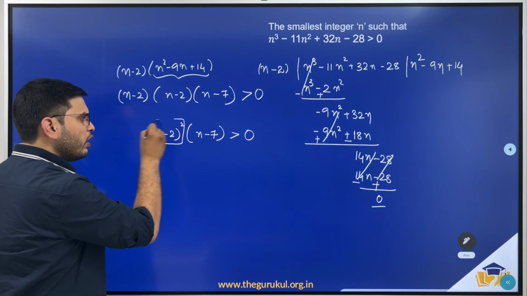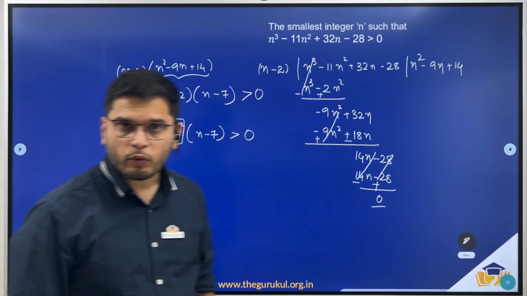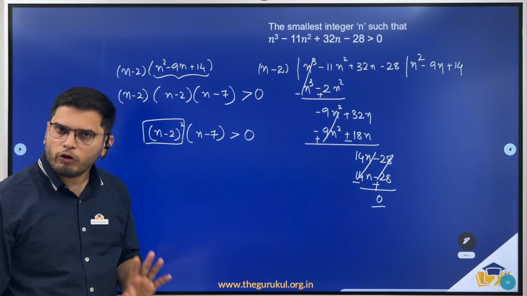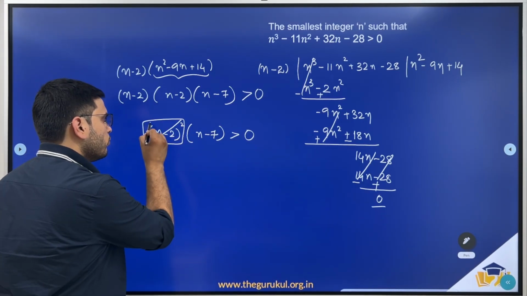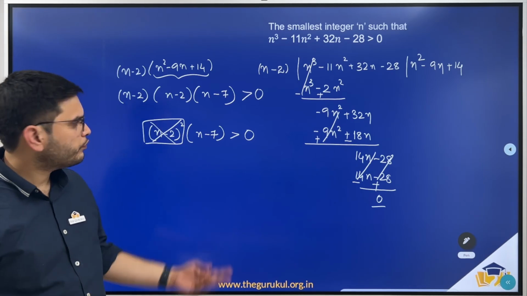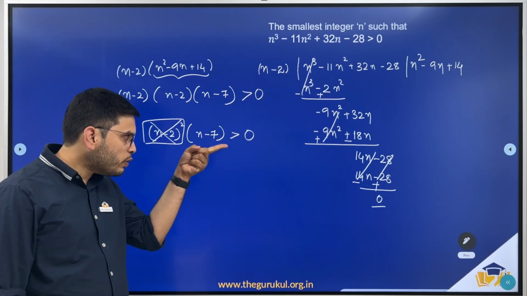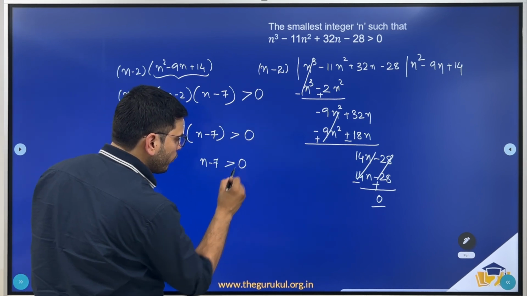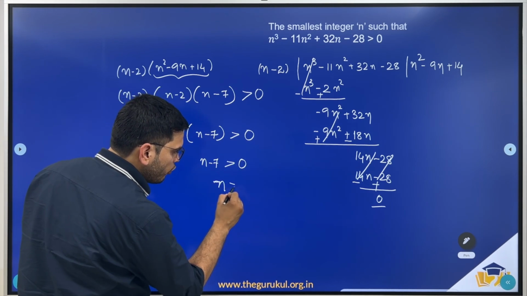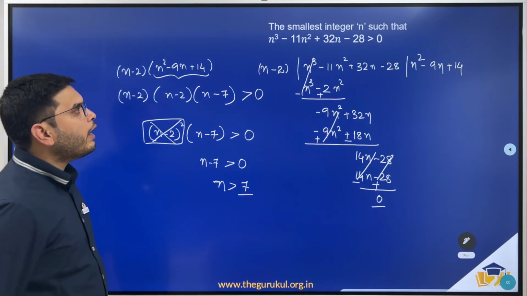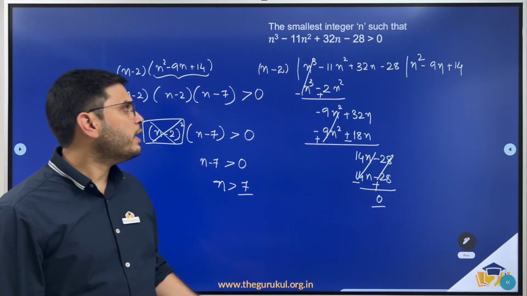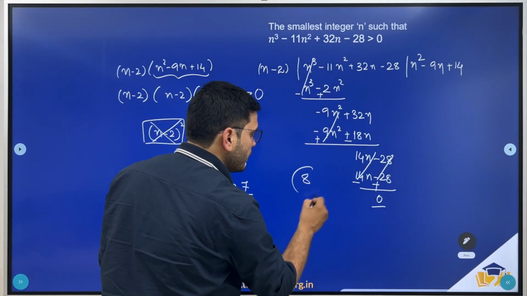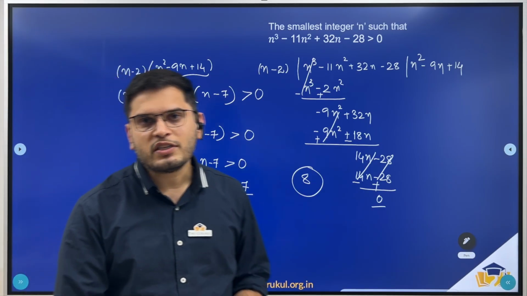Now what can we comment about n minus 2 whole square? It is non-negative. It is always positive when n is not equal to 2, so this does not have any effect on the inequality. Now this will be greater than 0 when n minus 7 is greater than 0, that means n should be greater than 7. And what was asked? The smallest integer n such that n is greater than 7. So the smallest value of n is 8, and that becomes the answer to this question.